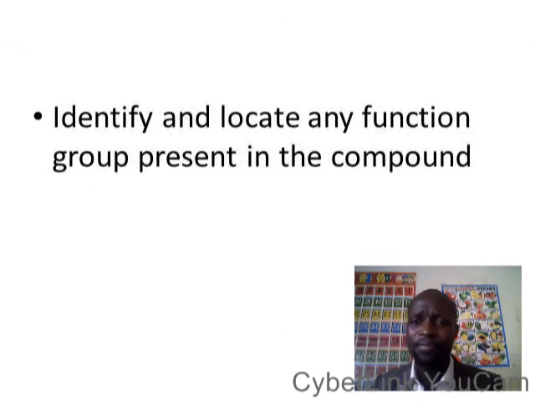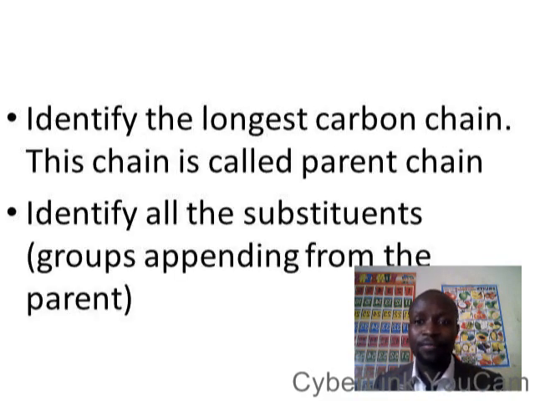Let's go on. Identify and locate any functional group present in the compound. How many have I given now? Three. Number 1, you know how they are bonded together. Number 2, count the carbon atoms. Number 3, then you know the functional group that they are bonded with. Number 4, identify the longest carbon chain. This chain is called the parent chain.